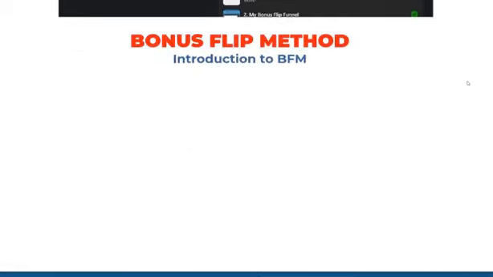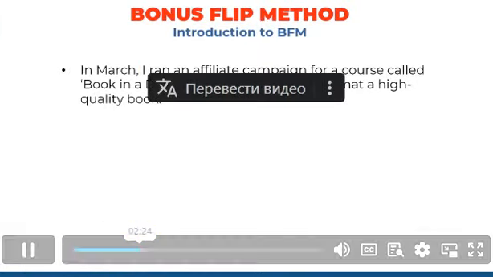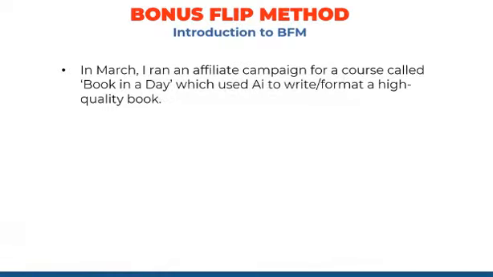Now I wanted to just frame that for you and then walk you through an introduction to the bonus flip method. In March of 2025, I ran an affiliate campaign for a course called Book in a Day. It uses AI to write and format a really high quality book. I've written a few of these books myself by using this strategy, and it really is satisfying. You really do write an entire book, with table of contents and formatting and everything done, and it looks really high quality, and the content, even though it's AI, is really, really high quality stuff.